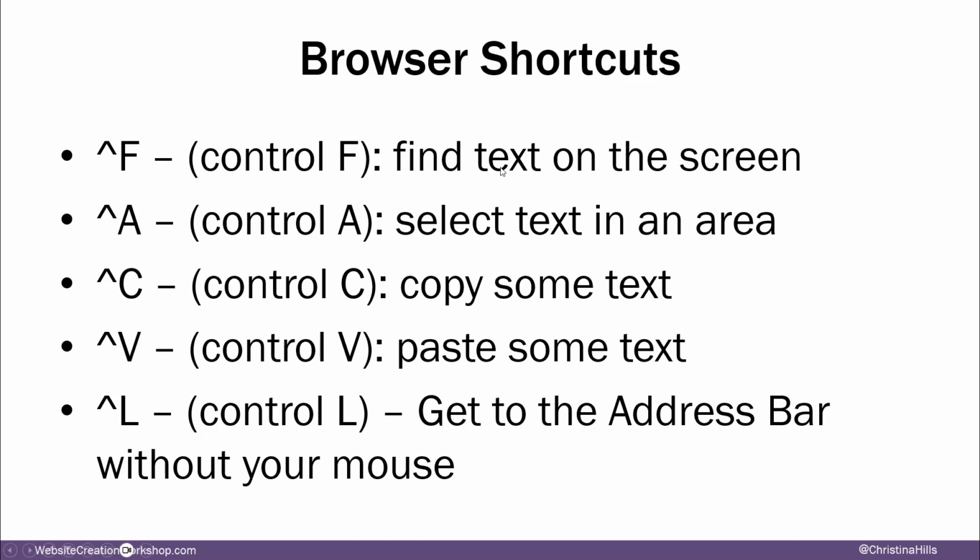So Control F is to find some text on the screen. Control A is to select text. Control C is to copy. Control V is to paste. And Control L is to get to the address bar. And I believe on the Mac it's all the same Apple command.